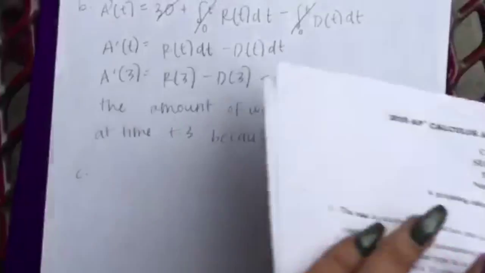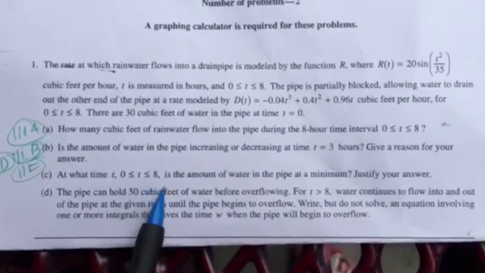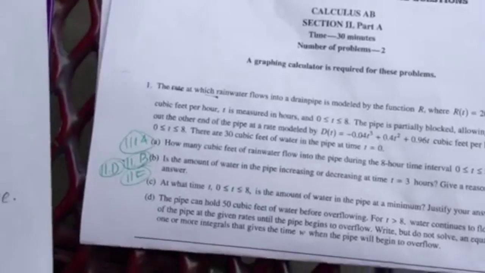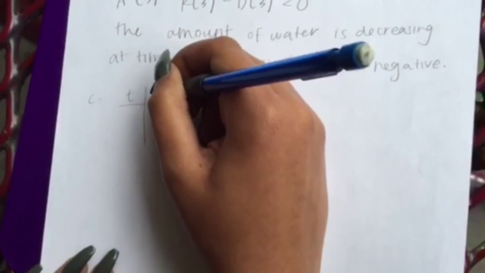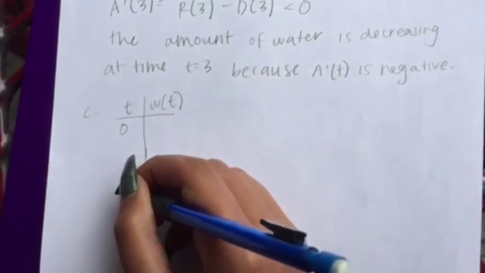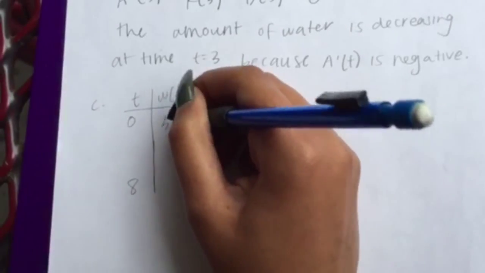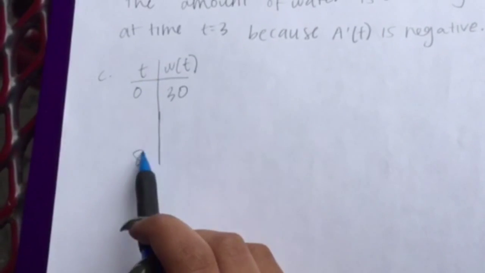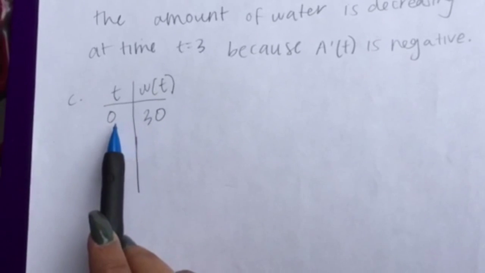And question C is asking, at what time t is the amount of water in the pipe at a minimum? Justify your answer. So what we're going to do is write a chart to represent our values, and here we're just going to call this W of t. So first we have to place our endpoints 0 and 8, and we know that 0 is 30 because that's the beginning position, but we need to find what 8 will be.